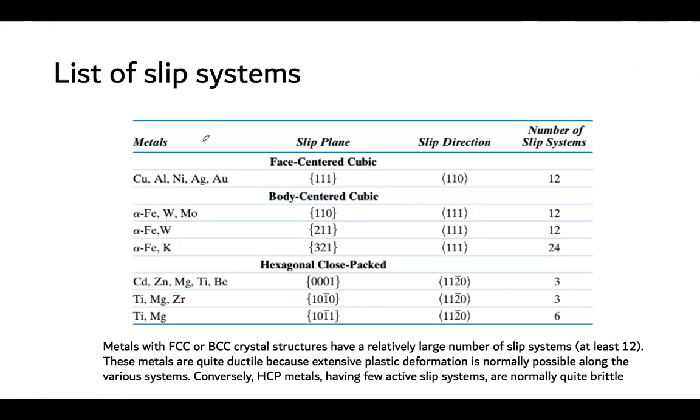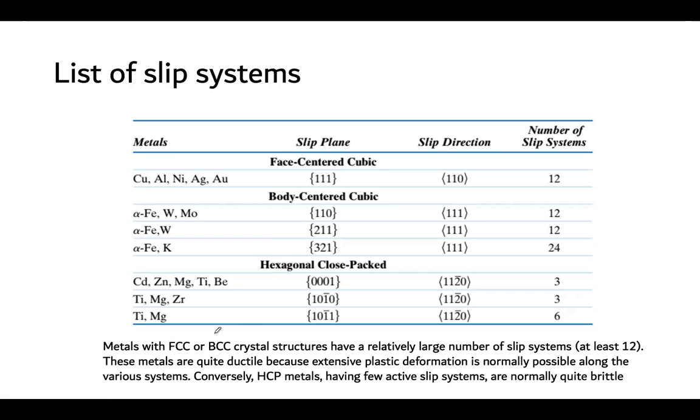Okay, so you can see here in the slip system table, in the face-centered cubic, we have copper, aluminum, nickel, argentum, and aurum, the silver and gold. It has a slip plane. Face-centered cubic has a number of systems of 12. And here we have body-centered cubic. And for hexagonal close-packed, it has fewer slip systems, for example titanium and magnesium. So we know that titanium is a very hard and strong metal.